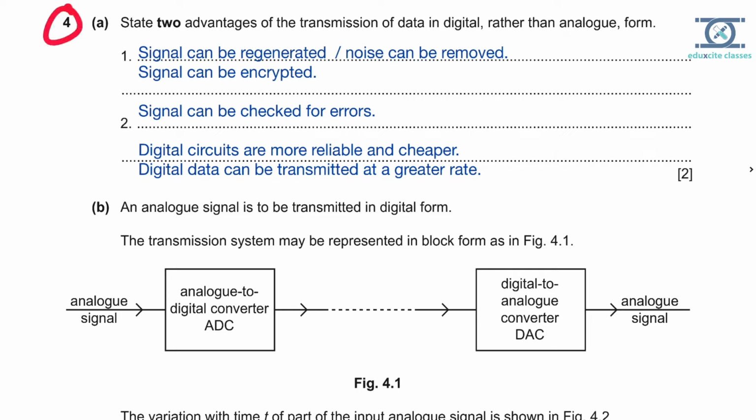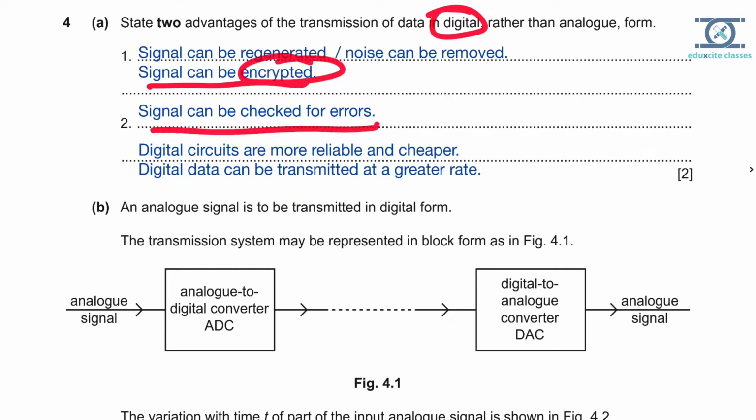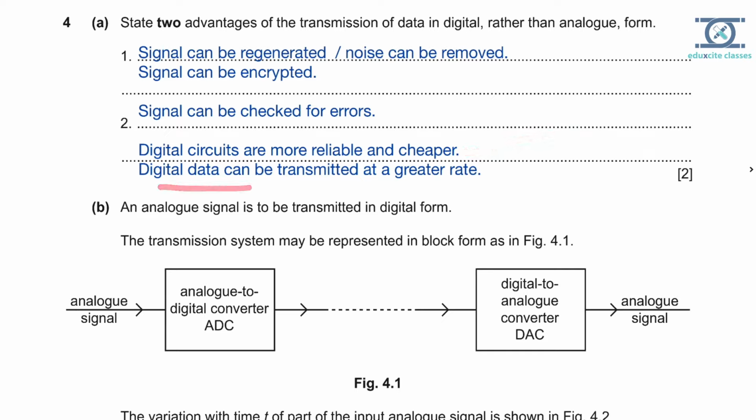Now question number 4. State 2 advantages of the transmission of data in digital rather than analog form. Look, this is a basic question from the communication system. Always remember a few points related to the advantages of digital over analog. Signal can be regenerated and noise can be removed in case of digital. Signal can be encrypted. Signal can be checked for errors. Digital circuits are more reliable and cheaper. Digital data can be transmitted at a greater rate. You can write any 2 points.